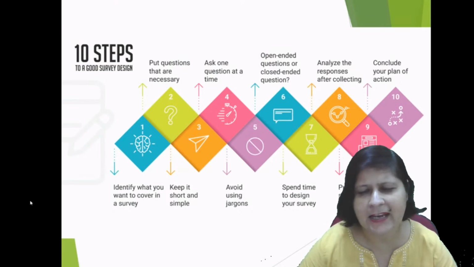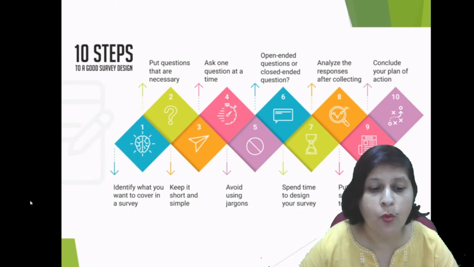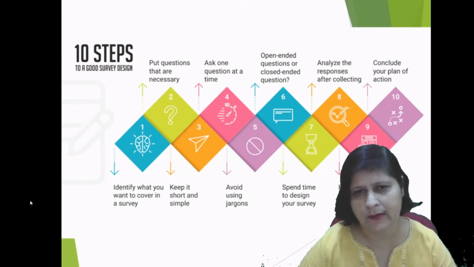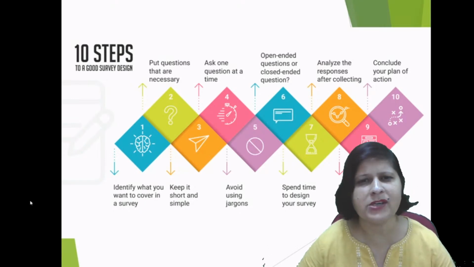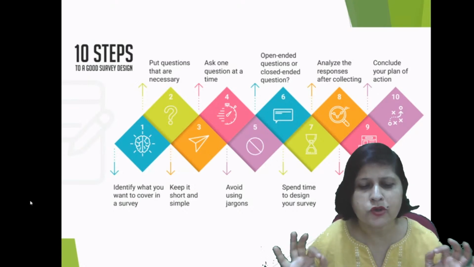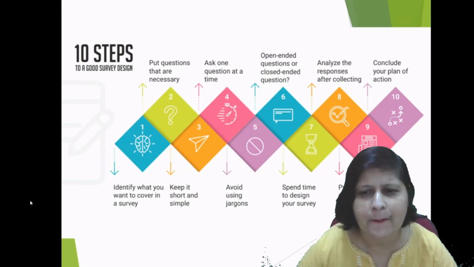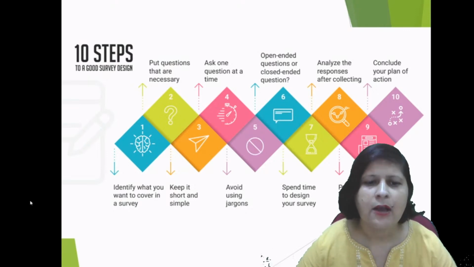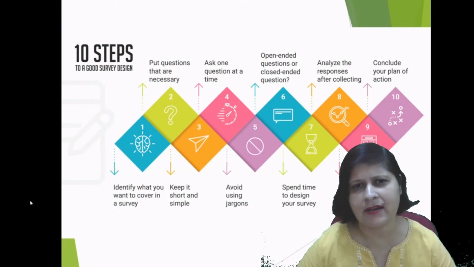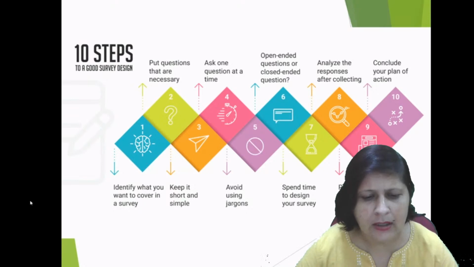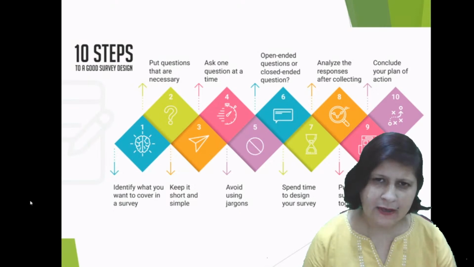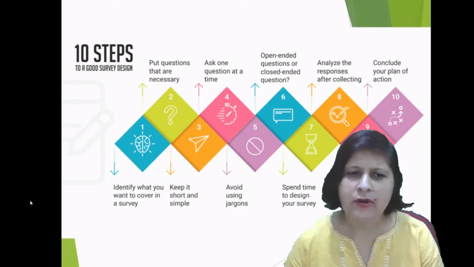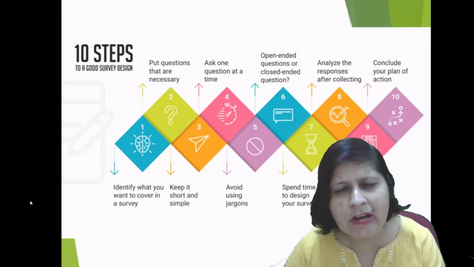Ten steps to a good survey design. The first is to identify what you want to cover in the survey. That means your topic and your objective should be very clear to you. Second, put questions that are necessary. Third, keep it short and simple. According to your objective, put only those questions which are necessary.